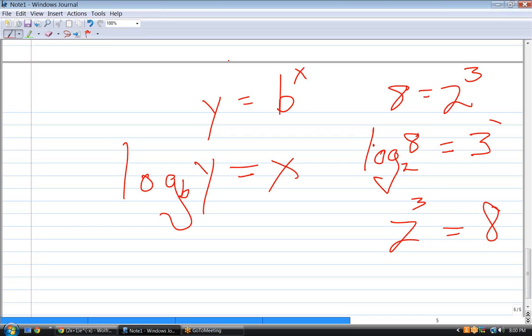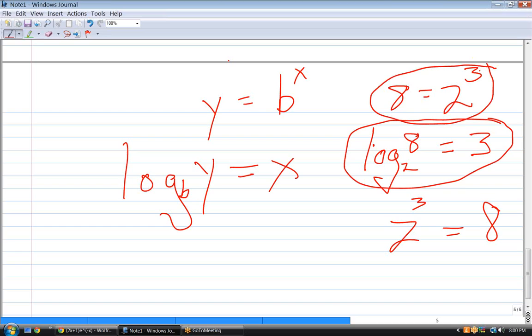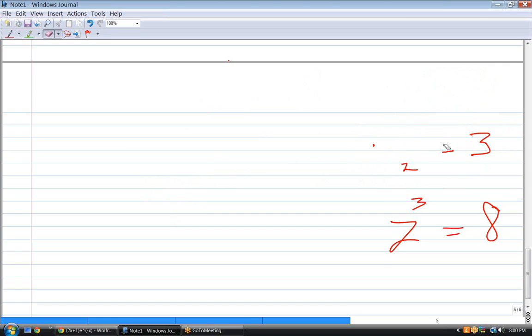So if I have to express that exponentially, I can do it. And if I have to express that logarithmically, I can do it. And switching back and forth between the two is 90% of the problem when you're dealing with logs. You have to be able to switch back and forth between them. There's a bunch of other log rules that you need to memorize, but we don't really have time to get into that tonight.